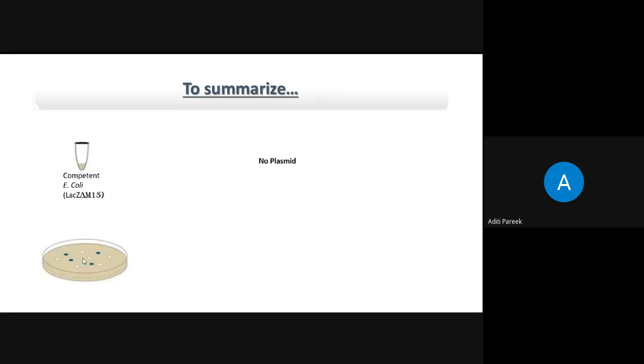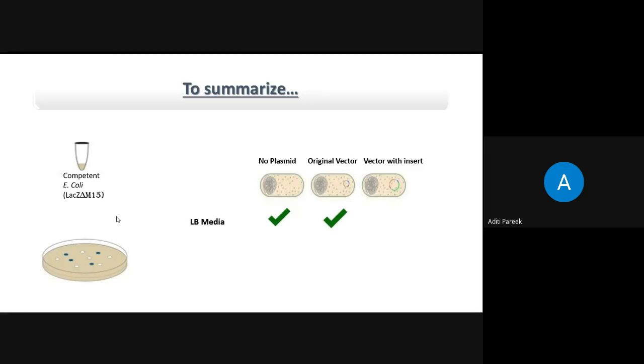When we get blue and white colonies on a culture plate, there are three case scenarios for the bacterial cells. There will be cells with no plasmid in them. There will be bacterial cells with the original vector that has self-ligated, and there will be cells which contain the vector with the insert. So if the cells are grown in normal LB medium, the first category of cell will grow, the second will also grow, and the third category will also grow.